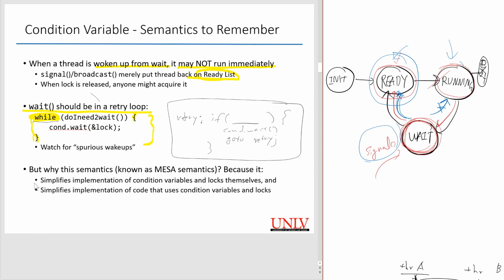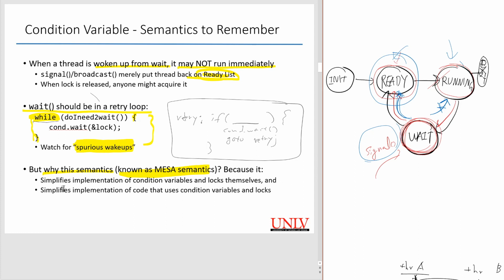But you may ask, why this semantic? The semantic that we talked about, the behavior of this condition variable, is known as Mesa semantic. The semantic being going back not to the running state, but to the ready state, and also this pesky thing called spurious wake up. Why do you allow this spurious wake up?